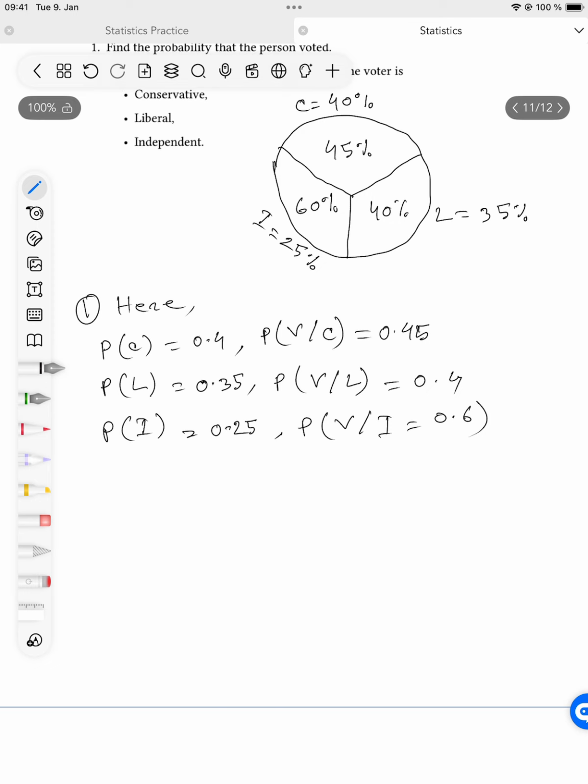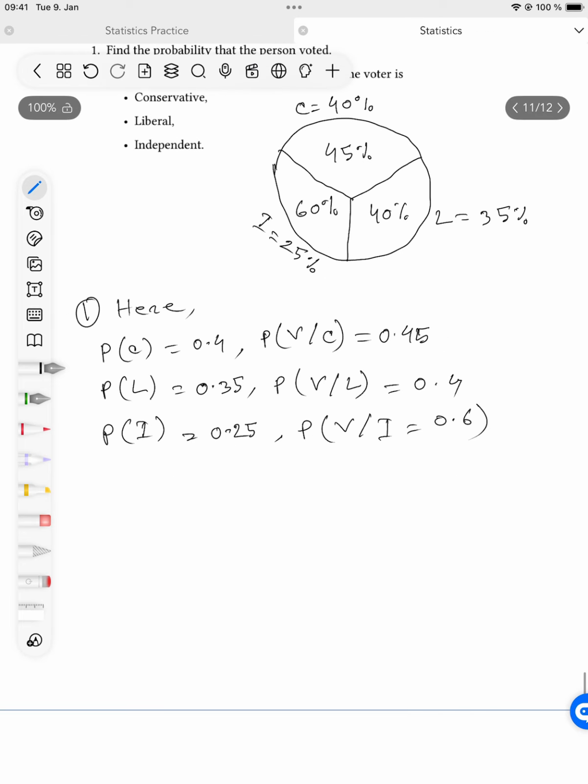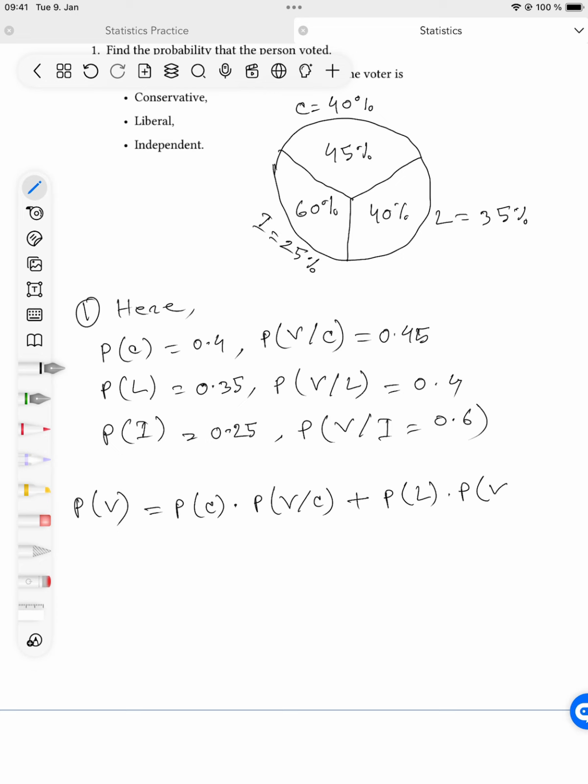So by applying the total probability, we have to find the total voting probability. The probability of V is equal to the probability of C times the probability of V given C, plus the probability of L times the probability of V given L, plus the probability of I times the probability of V given I.